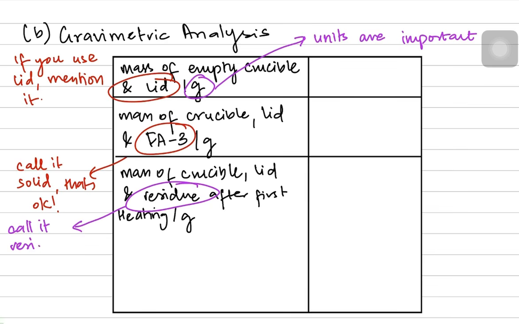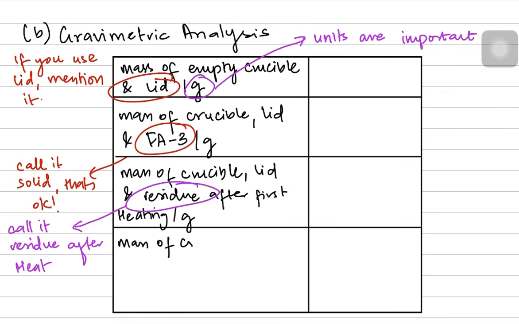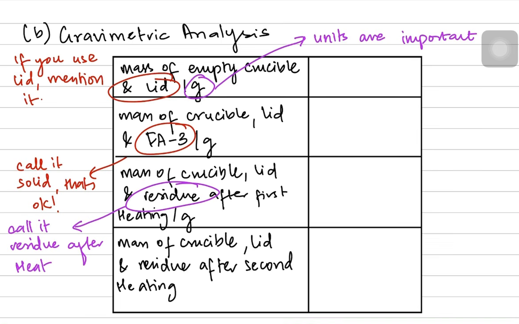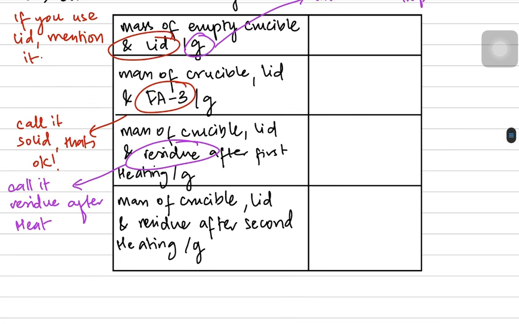We call it residue after heating because during heating there is definitely some kind of chemical change. Maybe loss of water of crystallization, maybe thermal decomposition, something like that. So you need to call it residue and not the original label. If your question wanted you to heat the substance twice, then you can say mass of crucible, lid and residue after second heating. Because now you're implying that you heated it first, you allowed it to cool, and then you heated it again. So talk about that.